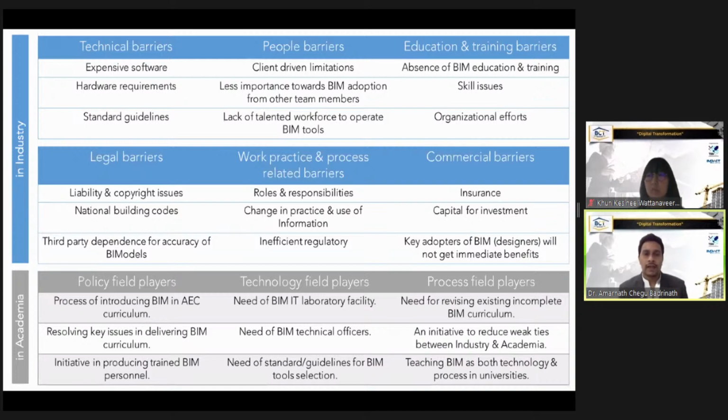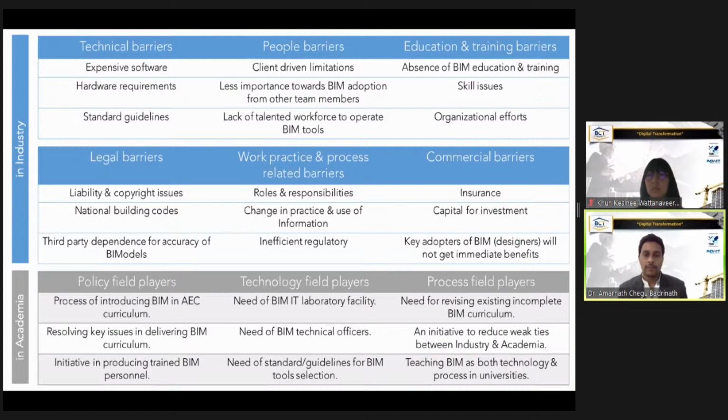In academia, we have three sectors of people who need to address these problems. Policy field players are responsible for introducing BIM in the AEC curriculum, resolving key issues in delivering BIM in the curriculum, and initiating the production of trained BIM personnel. It's about faculty development programs, and training by bringing in industry experts.